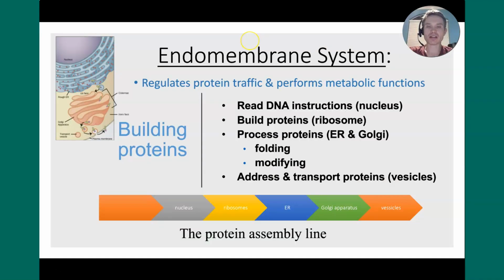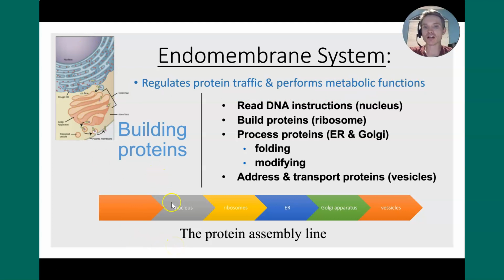One of the important things that you'll need to know for your test is called the endomembrane system. The endomembrane system is important for regulating protein traffic and performs other metabolic functions. Basically, I like to call this the protein assembly.